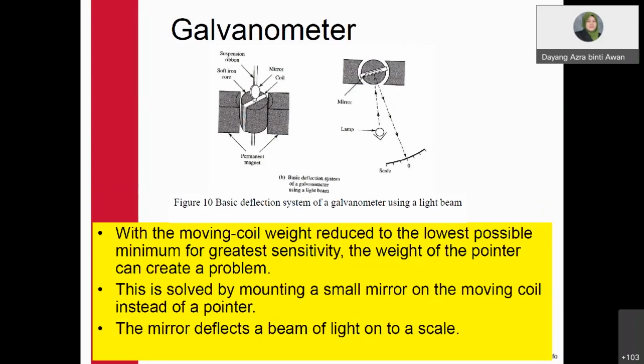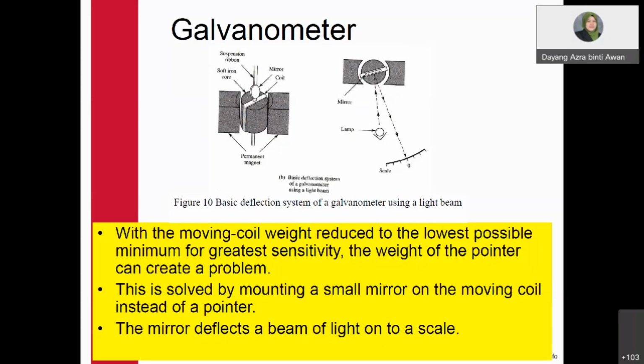Okay, so this is how it looks inside the galvanometer. Instead of using a pointer, like a long needle, you use what we call a mirror. By using the deflection from the mirror and the light beam from the mirror, you can get your result. For this type of instrument, it can reduce the lowest possible minimum and they also have very good sensitivity.